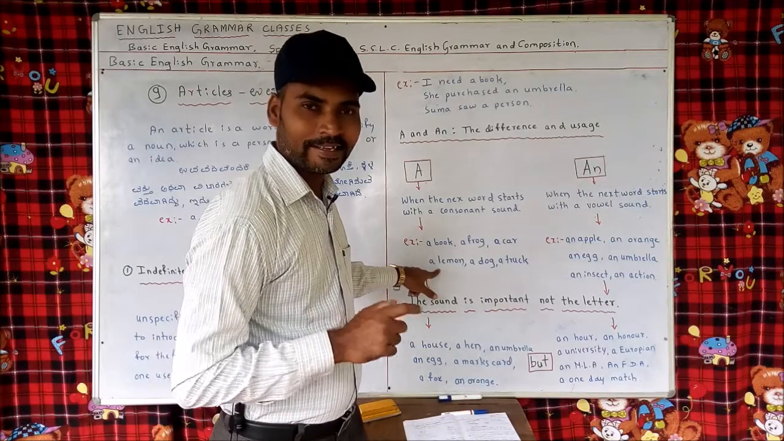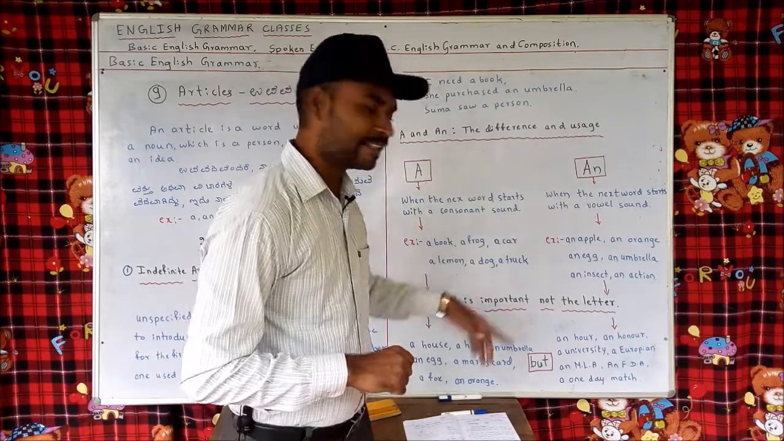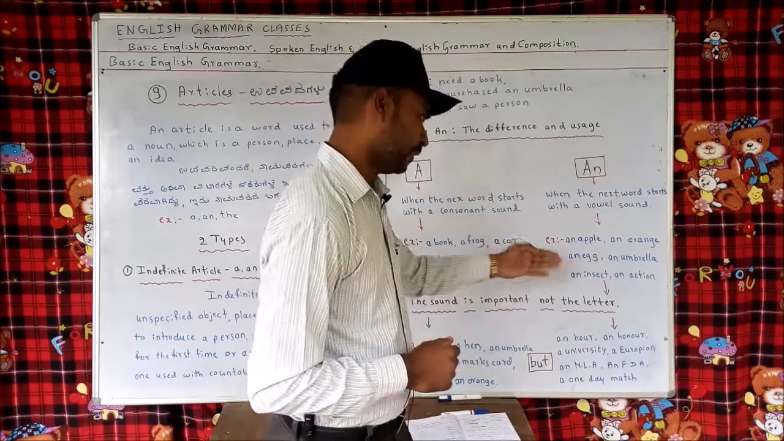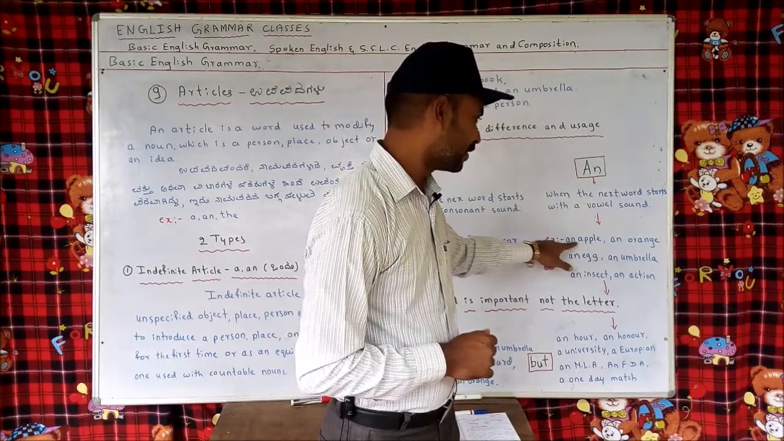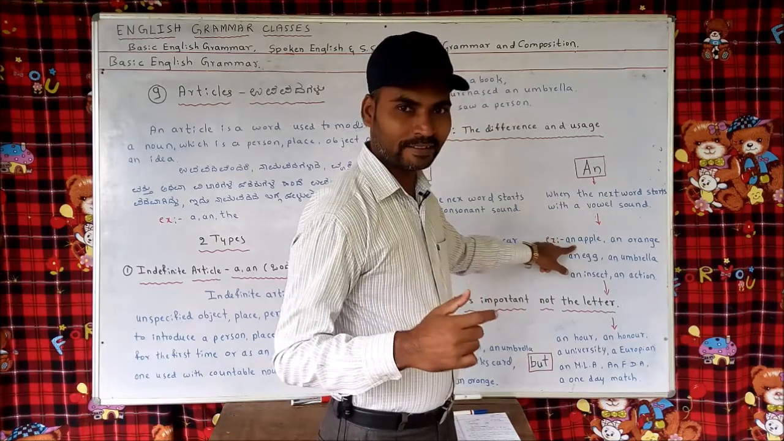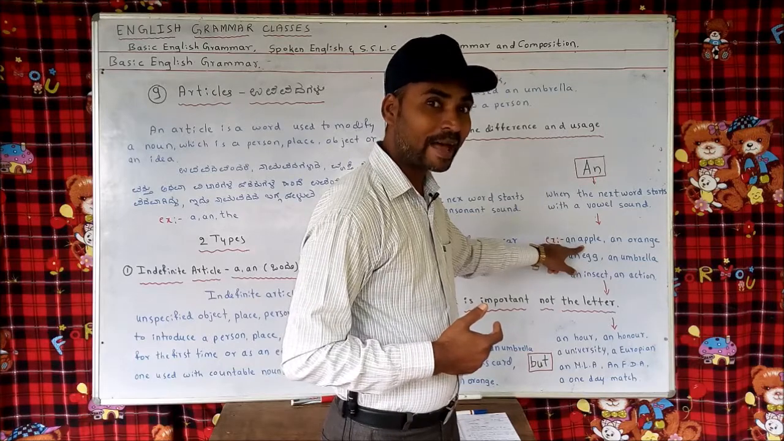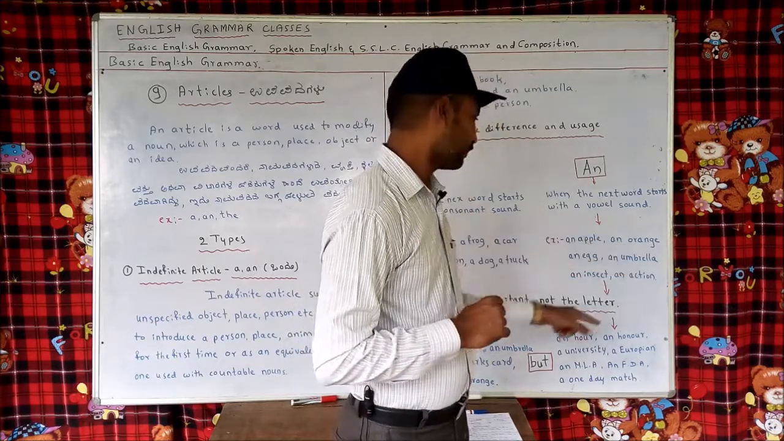What are the things waiting for us to learn in this class? Let's see. A lemon, here L is a consonant. A dog and a truck, the case is the same with these two words also. But here, an apple, the next word after an starts with a vowel sound. An apple, not a apple. An orange, a vowel sound.